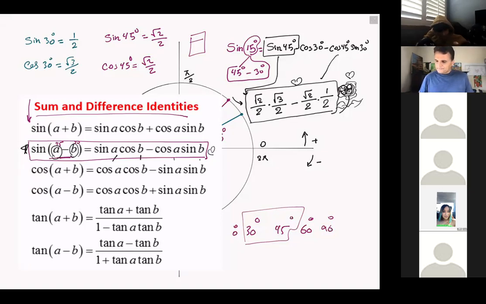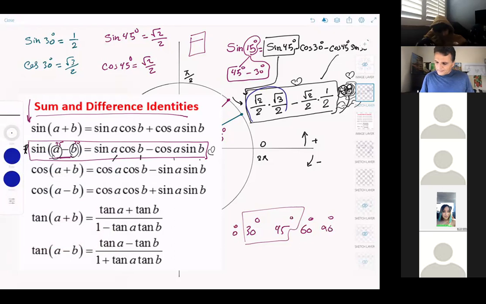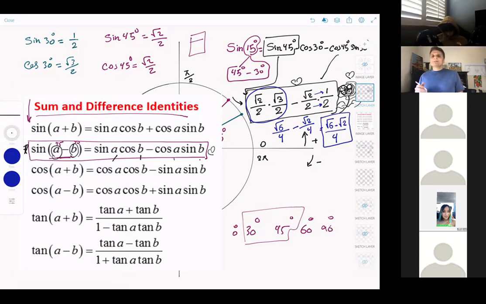Here, this one gives us radical 6 over 4 minus radical 2 over 4. Radical 2 times 1, 2 times 2 is 4. That's equal to radical 6 minus radical 2 over 4. This is the final answer. And if you use the calculator right now, this much work will be a waste because they ask us to find the exact, not the estimate. So this will be the final answer.